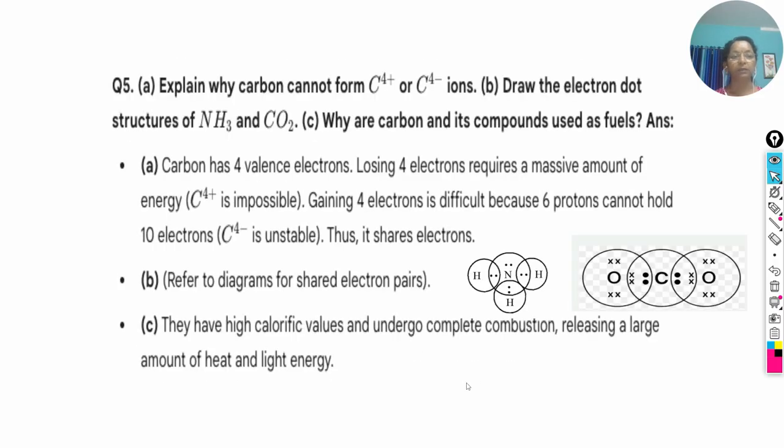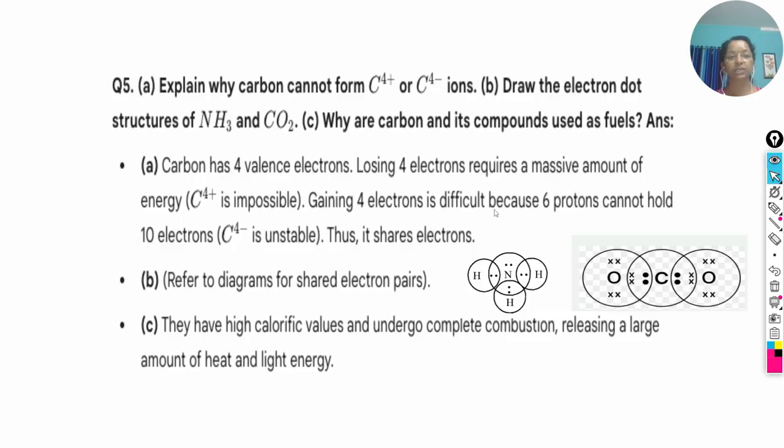Then explain why carbon cannot form C4+ or C4-. First answer we discussed the same, but they are asking in a different way. Draw the electron dot structures of NH3 and CO2. Why are carbon and its compounds used as fuels? So number A, we discussed already, carbon cannot lose or gain 4 electrons, it shares.